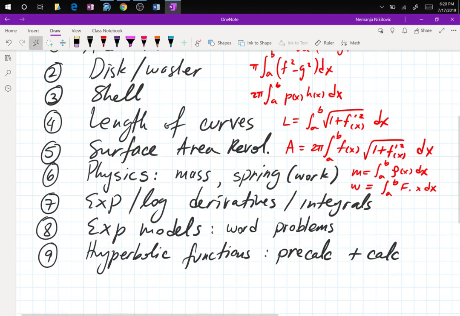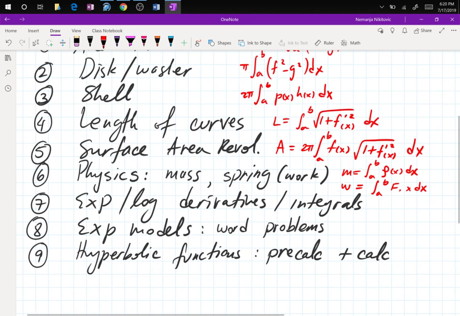Then a whole bunch of formulas: exponential, logarithmic, exponential models with word problems, and then you have those 6 hyperbolic functions, and with those 6 hyperbolic functions you have derivatives, you have integrals, so you are technically learning the whole spiel.